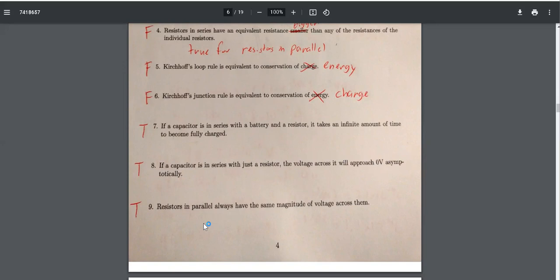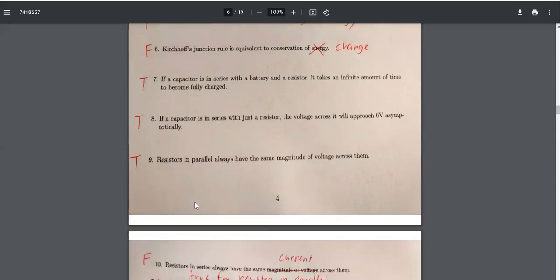All right, so one more. Resistors in parallel always have the same magnitude of voltage across them. Yes. So just like the capacitors that we saw before, if they're in parallel, that means there's a closed loop that only goes through each resistor. And so the sum of those voltages has to be 0, which means if we only care about the voltage and not its sign, they have to have the same voltage.